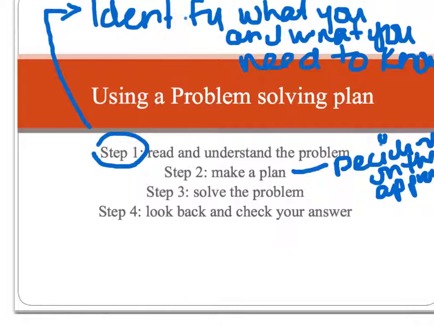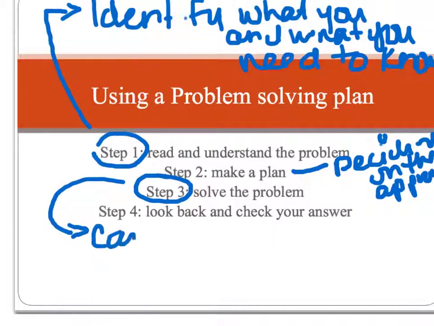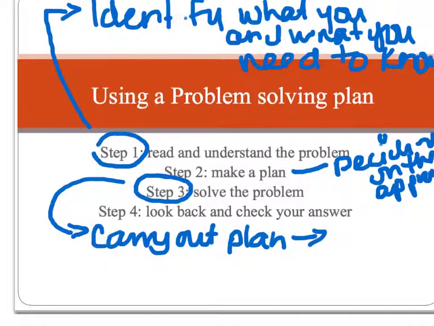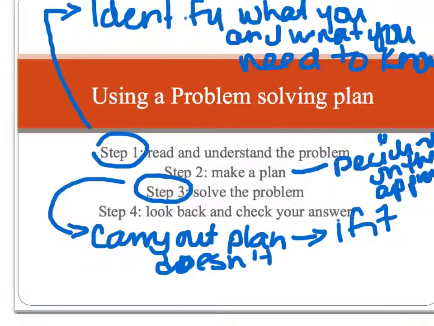And then step three is carry out your plan, which is solve the problem. If you come up with a way to solve the problem and you carry out the plan and it doesn't work, then what do you do? You go back and try again. If it works, then yahoo. But if it doesn't work, then try again.